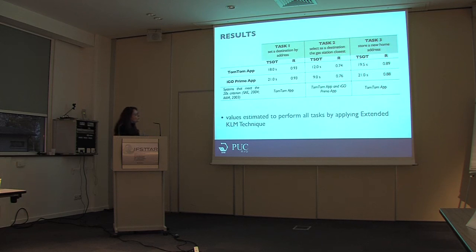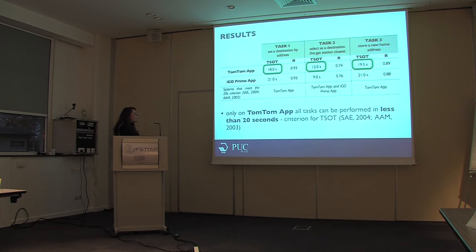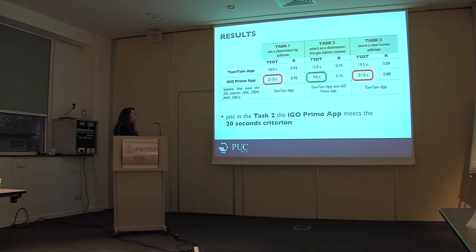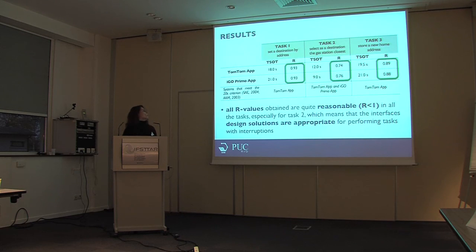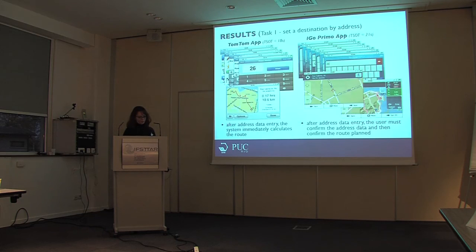So these are the results of the model. We can see that only on the TomTom app, all the tasks can be performed in less than 20 seconds. And just task 2 in iGo Primo meets the 20 seconds criterion. For the R values, all the values obtained are quite reasonable, which means that the design solutions are appropriate to perform the task with interruptions.